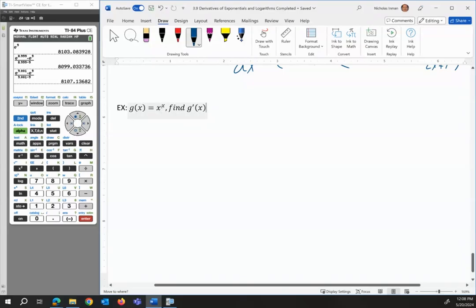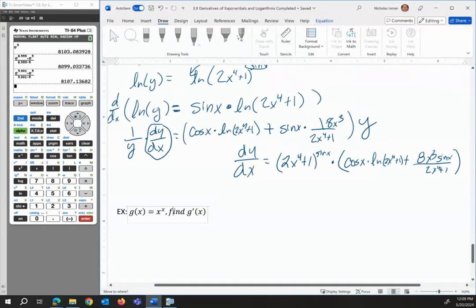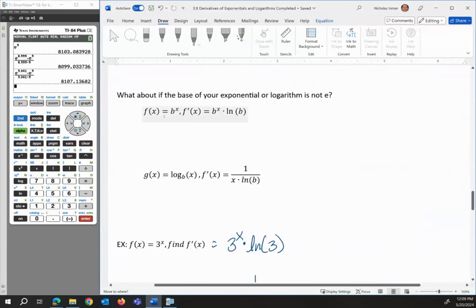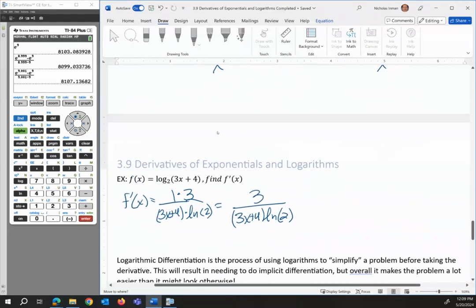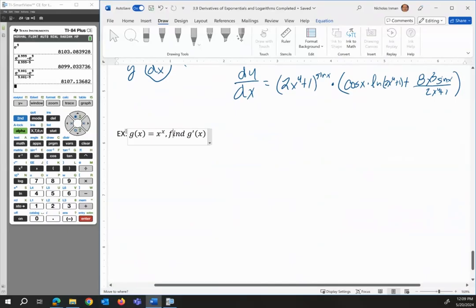Well, do we apply the power rule? No, we can't apply the power rule because the exponent is not just a number. It's a changing thing, it's a variable. Can we apply just the exponential rule? When the base is not an e, when it's a number, we use this rule. Well, the problem is the base here is changing. So we can't do the power rule because the power is changing, and we can't do the exponential rule because the base is changing.